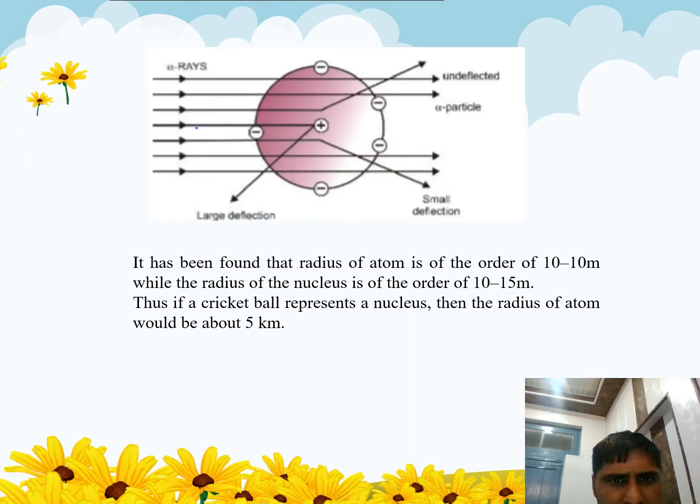Now this is the alpha scattering experiment, in which most of the particles remain undeflected. You see here, few of them are deflected by a small angle, and very few by a large angle. This is small angle, this is undeflected, and this is large angle. And it has been found that the radius of an atom is of the order of 10 raised to minus 10 meter, while the radius of the nucleus is 10 raised to minus 15 meter. Thus if a cricket ball represents a nucleus, then the radius of the atom will be around 5 kilometers.